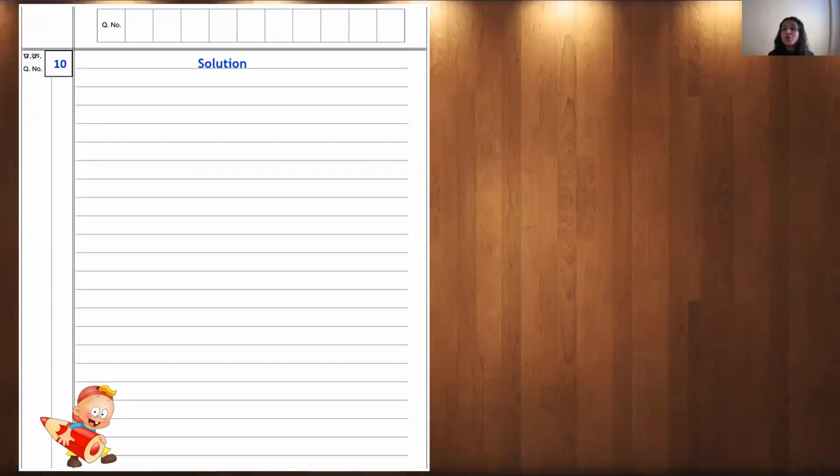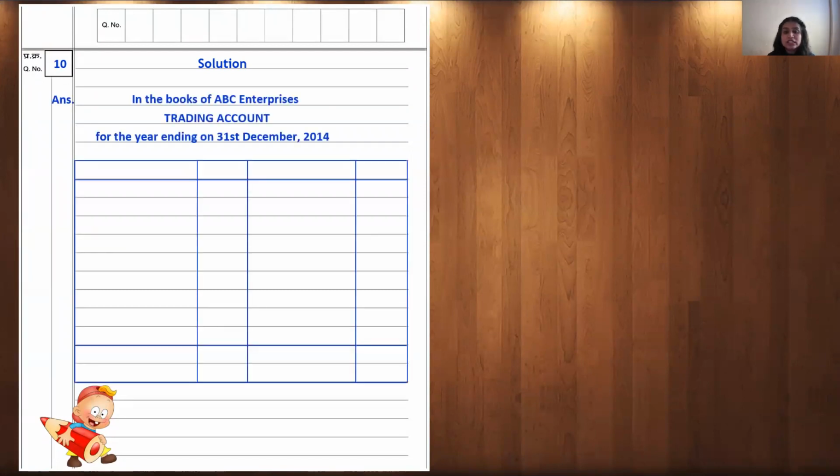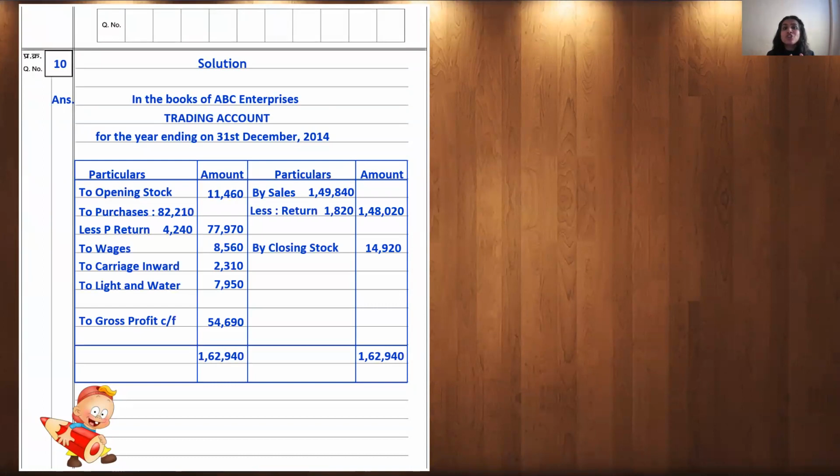Now, students, moving to the most important part of your CS paper, that is your question number 10, accounting sums. Right? Students, when you're attempting the accounting sums, make sure that you follow the proper format. First of all, the very first thing that you have to draw is your trading account.